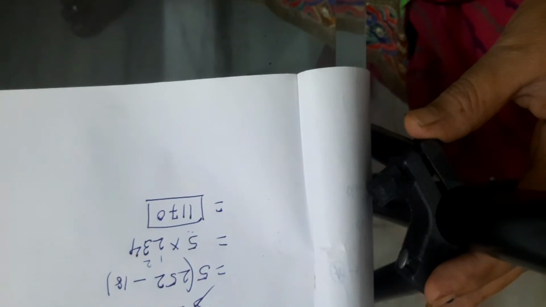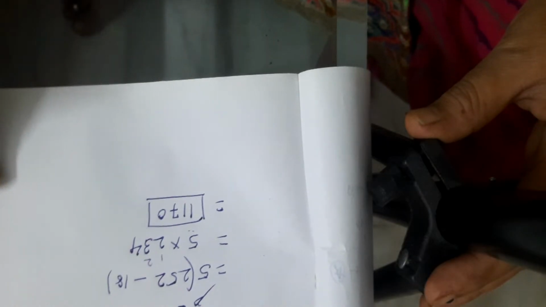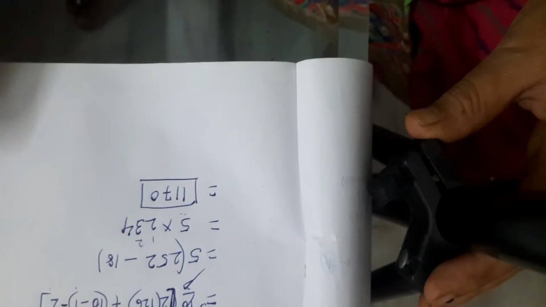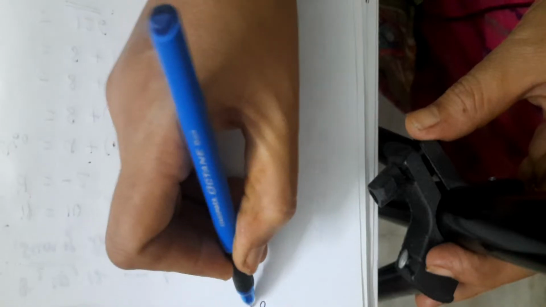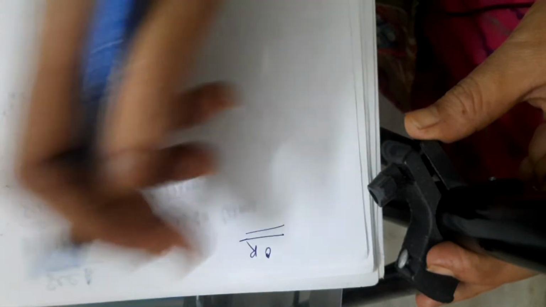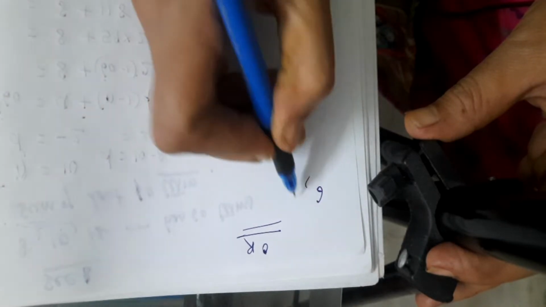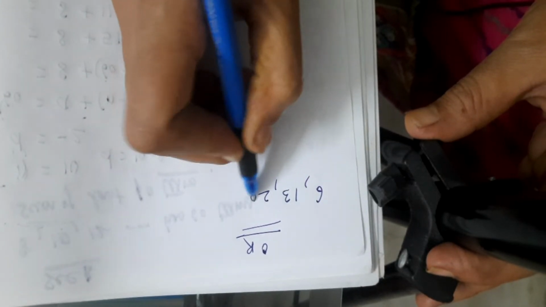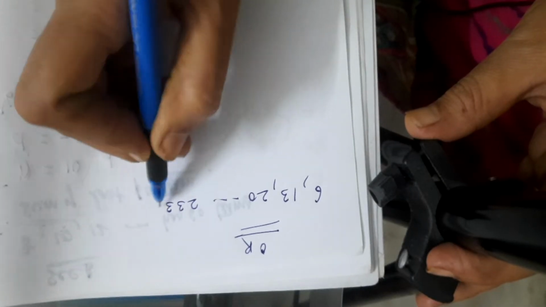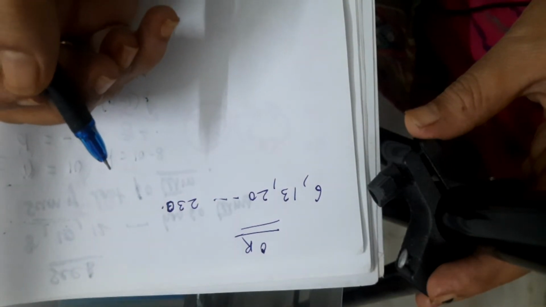Now let's start with the next question. In the choice questions, the next question is where we need to find the middle term of an AP. This is a choice question. The AP is 6, 13, 20, up to 230. We need to find the middlemost term.